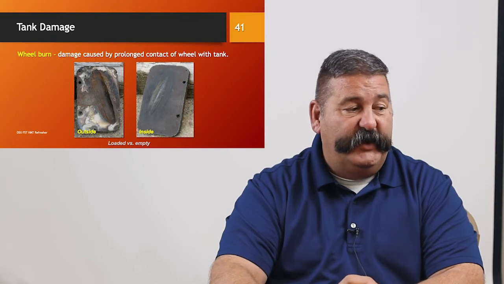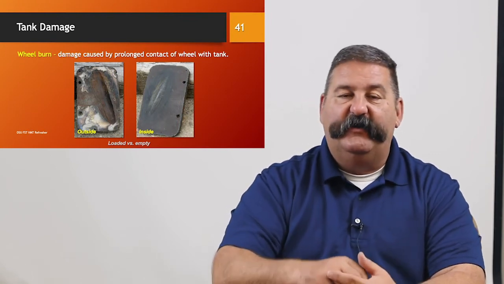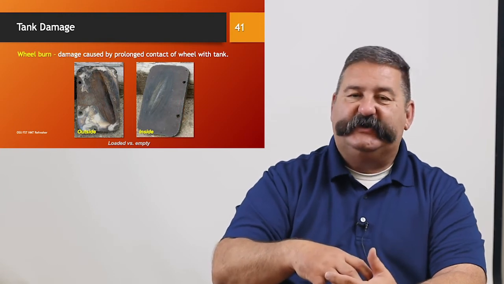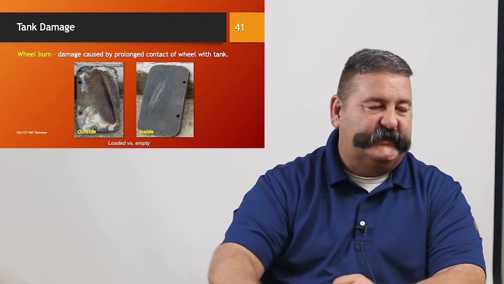Here's an example of wheel burn. What happens here, in actuality, is that the rail car comes up off of its trucks and then it lands back down on the wheels and it rubs on top of those. And that's what took place here.